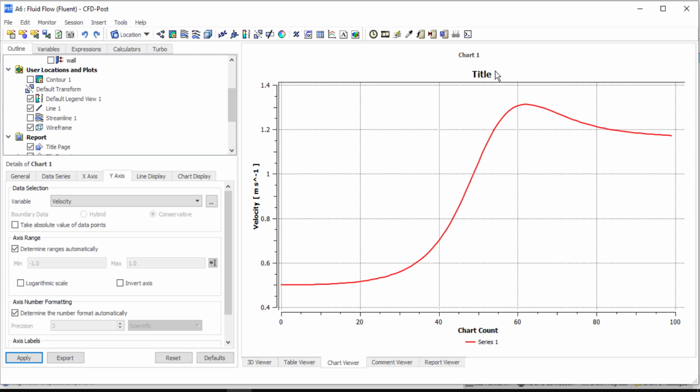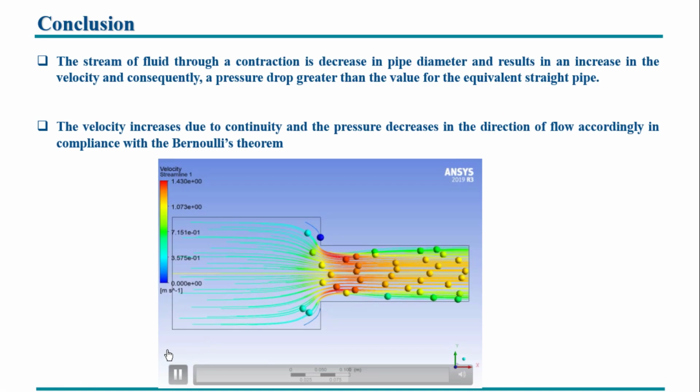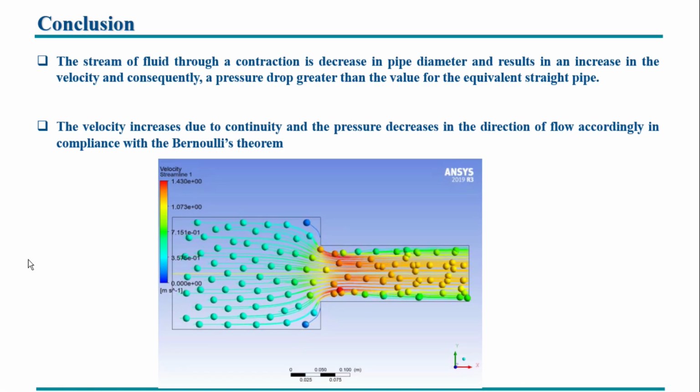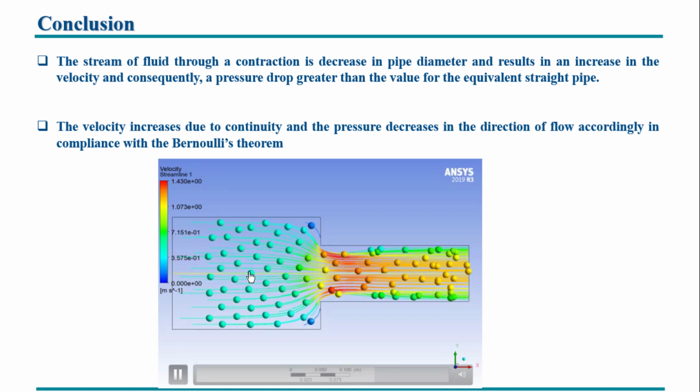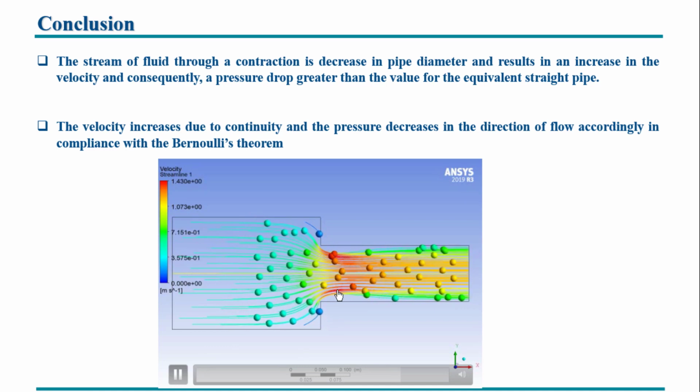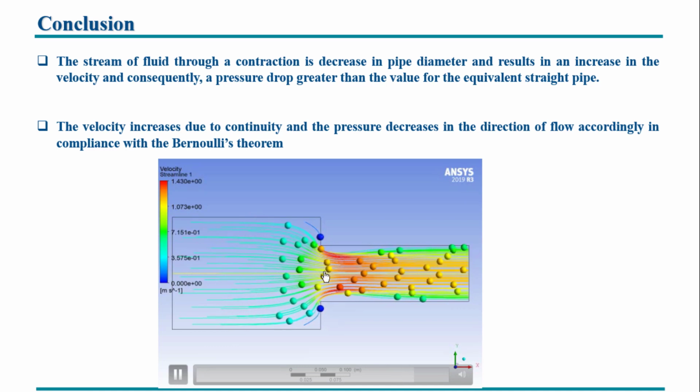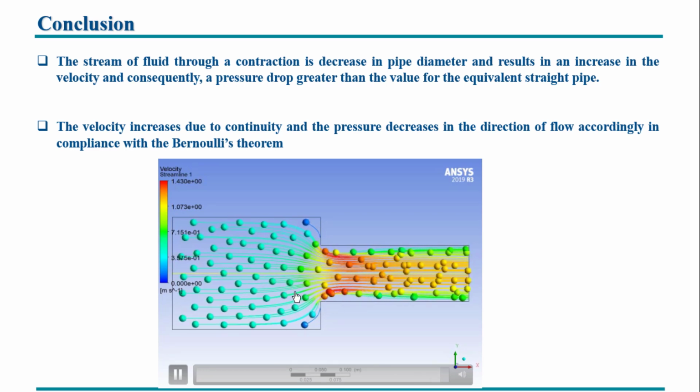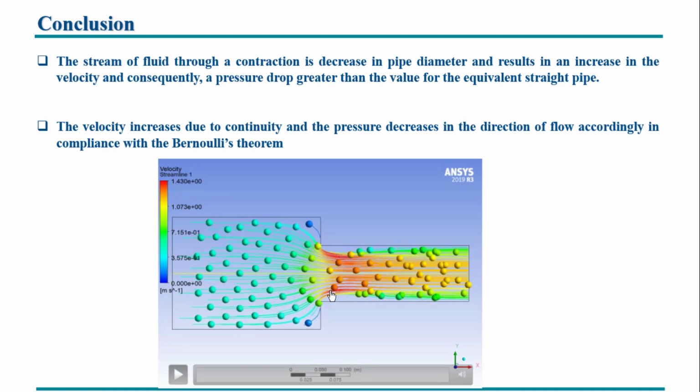Let me give you a brief conclusion. Our conclusion about this simulation: the fluid flowing through a contraction, the area in the pipe decreases, and the result is an increase in velocity. Consequently, the pressure drop is greater than the value for an equivalent straight pipe. Velocity increases due to continuity, and pressure decreases in the direction of flow according to Bernoulli's theorem. That's all about our simulation of Vena contracta or sudden contraction inside the pipe.